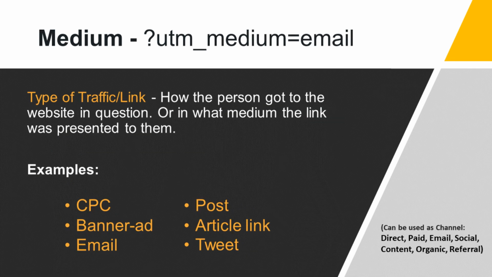And the second parameter is the type of link or traffic. So this is, in essence, how the person got to the website in question or what medium the link was presented to them. So let's say you're spending money on a CPC cost per click campaign or email ad or something else like that, or you're focusing solely on Twitter, and so you're only doing tweets. It's the medium, basically how they clicked that. So not only do I know that I got the traffic maybe from Google, but I know that the CPC click from Google, as opposed to just a normal link, is where I got that traffic from. So it's the medium, basically the type of traffic that you are getting.